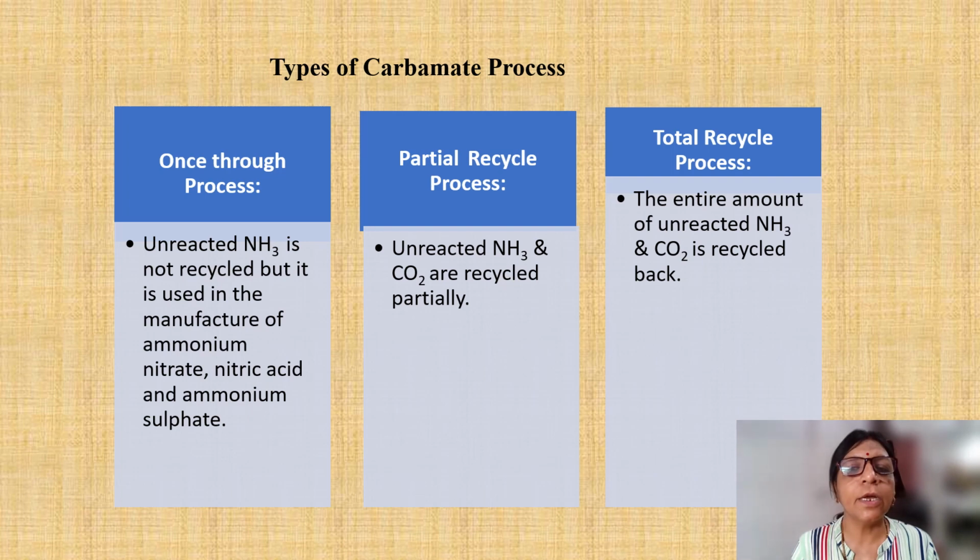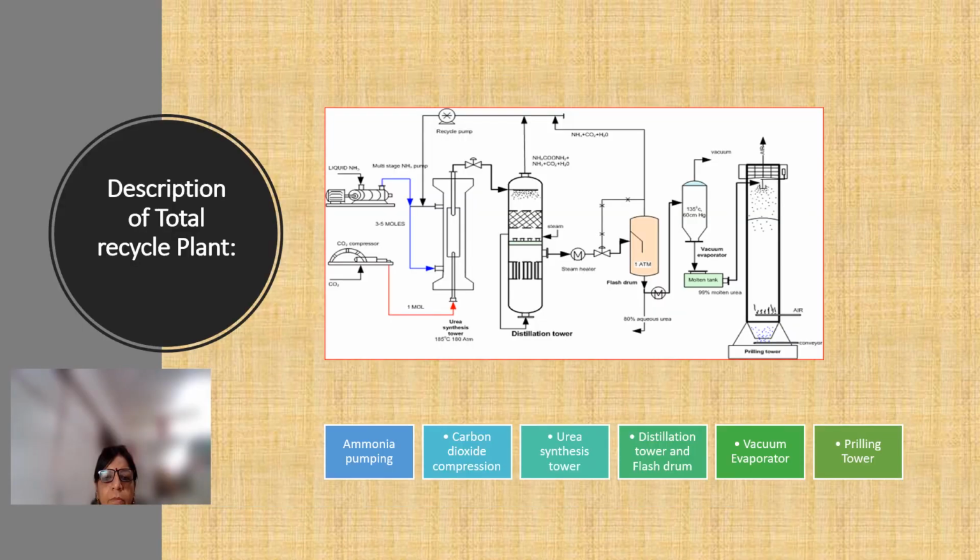As the name suggests, in total recycle, the entire amount of unreacted ammonia and carbon dioxide is recycled back. Talking about the description of the total recycle plant, it consists of an ammonia pump and a carbon dioxide compressor. This is required for converting gaseous carbon dioxide into liquid form.